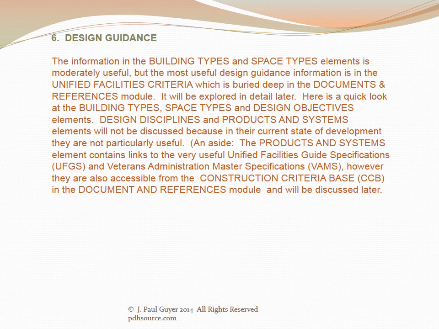Here is a quick look at the building types, space types, and design objectives elements. Design disciplines and products and systems elements will not be discussed because in their current state of development they are not particularly useful. As an aside, the products and systems element contains links to the very useful Unified Facilities Guide Specifications, UFGS, and Veterans Administration Master Specifications, VAMS. However, they are accessible from the Construction Criteria, CCB, in the Documents and References module and will be discussed later.